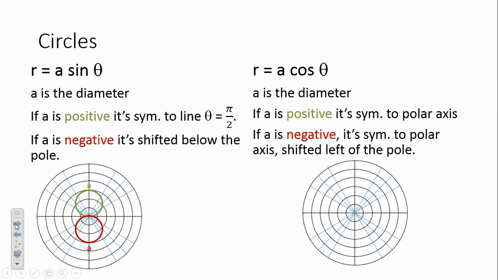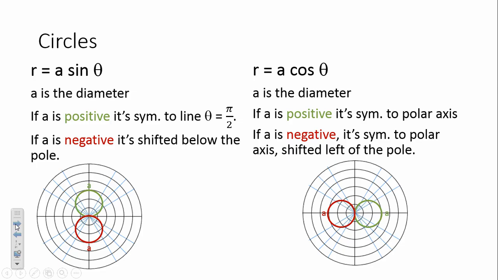Cosine, r equals a cosine theta, a is still the diameter, but this time if it's positive, it's symmetric with the polar axis. And so you will see it shifting to the right on that polar coordinate system. And if a is negative with cosine, it's going to shift it to the left, in what would be traditionally the negative x-axis on the rectangular coordinate system.